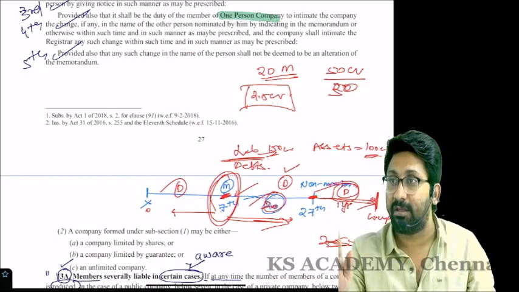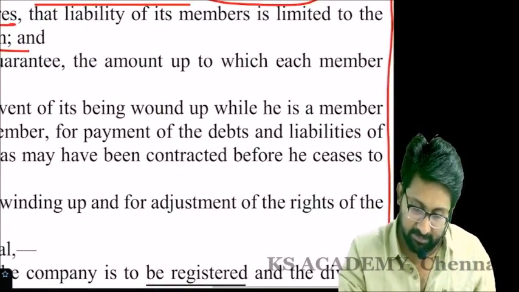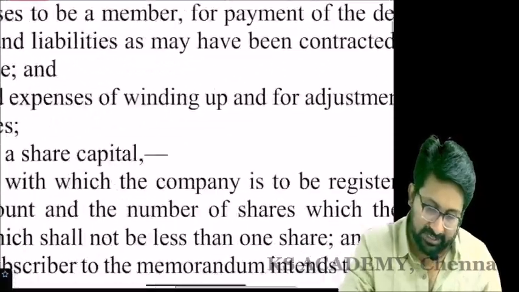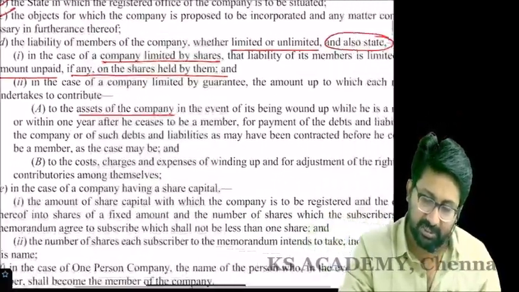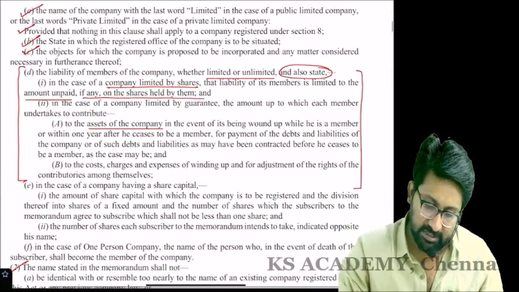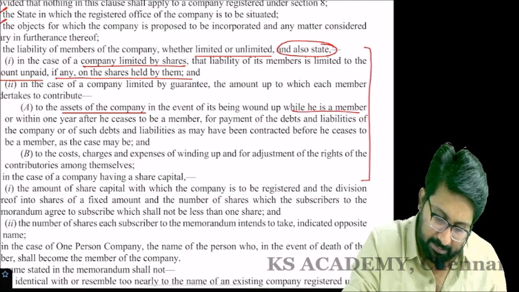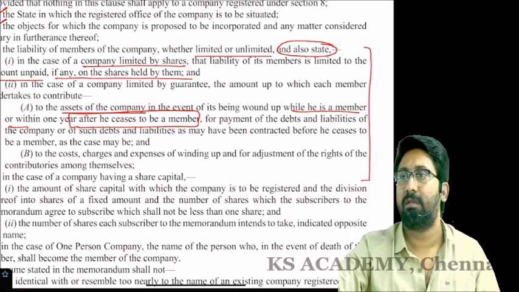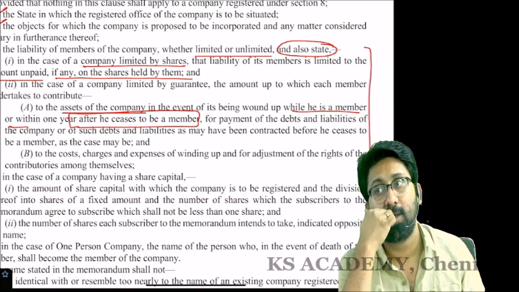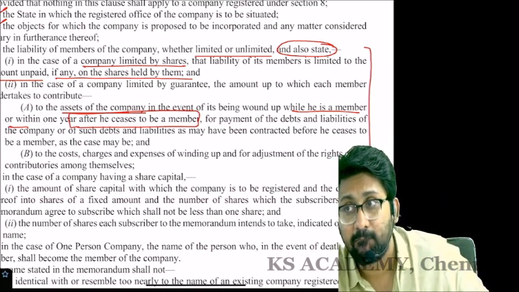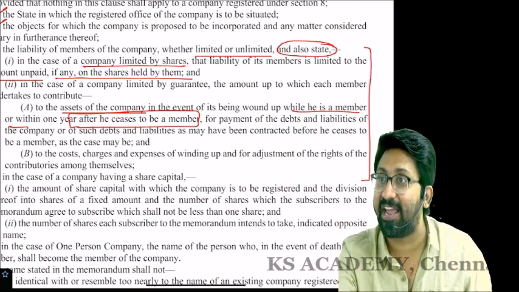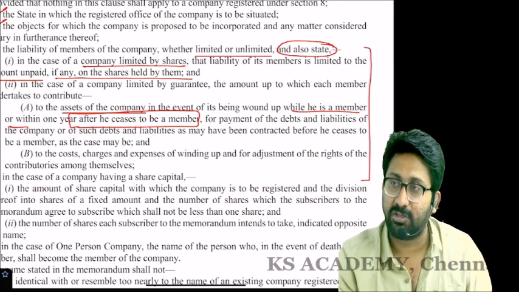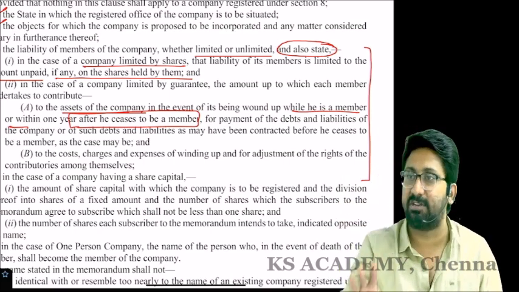No, not after winding up, 1 year. See here: debts and liabilities before he ceases to be a member. One is after he ceases to be a member. 3 words are used here: while he is a member, after he ceases to be a member, not after winding up. After 1 year he is not liable. After 1 year would be a torture for him. They would doubt that he went out as a member just to avoid future liabilities. So 1 year is covered. Beyond 1 year, he is not liable for anything.